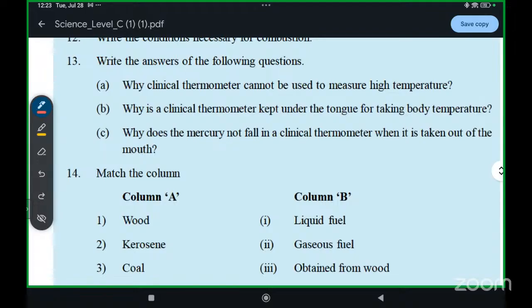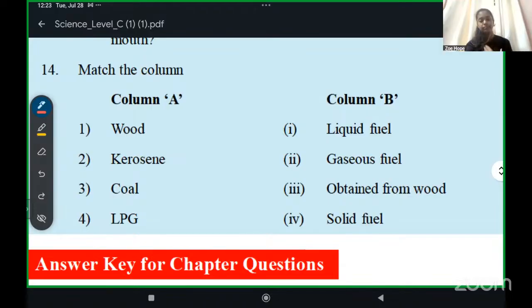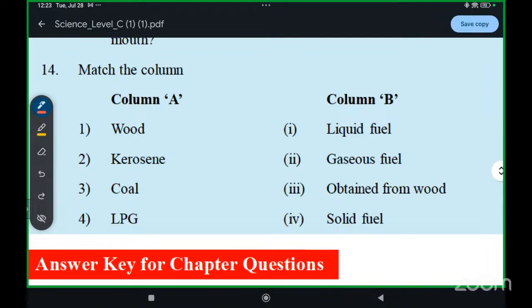Okay. Zoe, match the column. Wood. Solid fuel, ma'am. Solid fuel. Okay. Kerosene. Johanna.